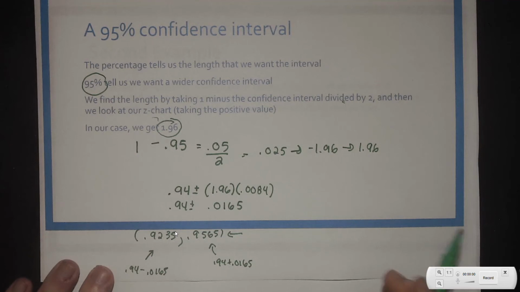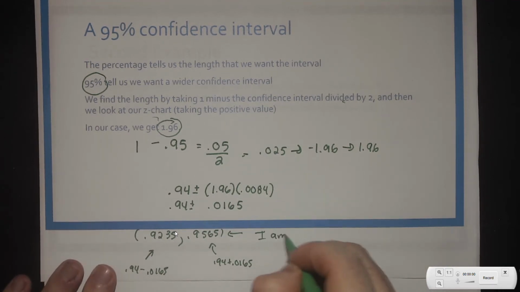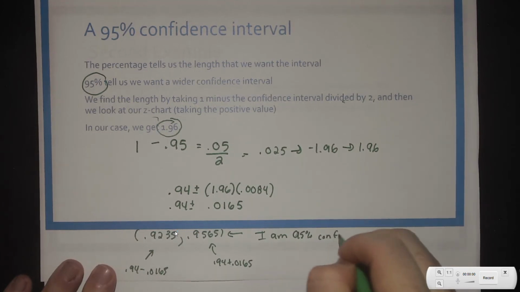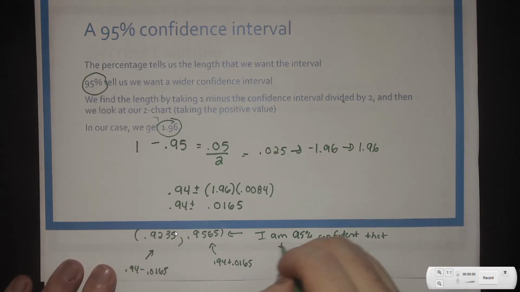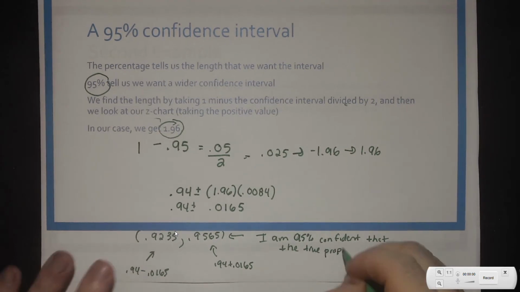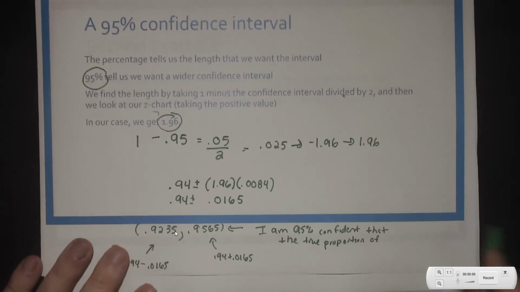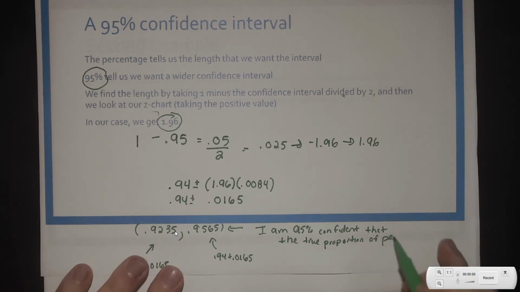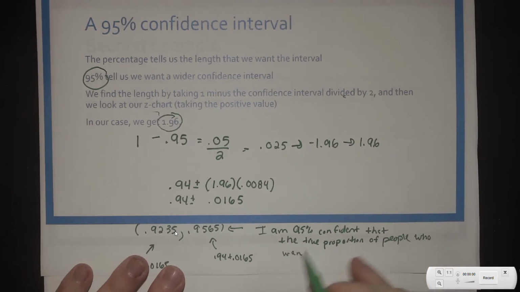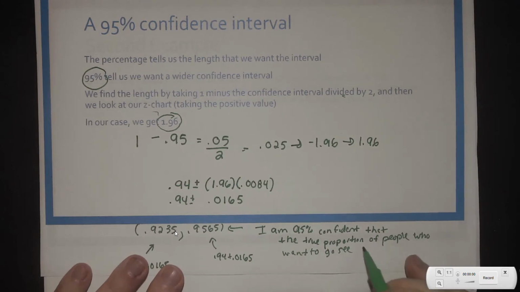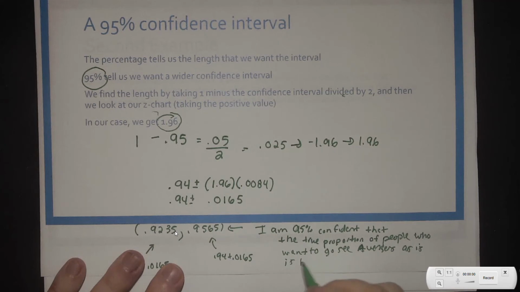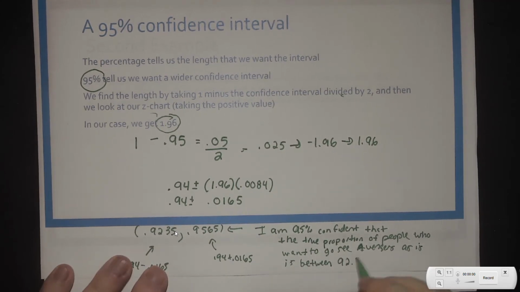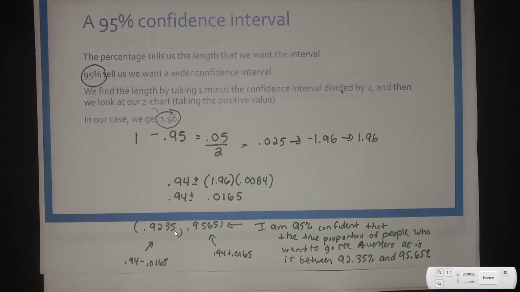What this basically states, and I'm actually going to write this sentence out every single time, is that I am 95% confident that the true proportion of, let's take a look, what are we talking about here? Of people wanting to go see Avengers, right? Yep. Of people who want to go see Avengers, as is, between 92.35% and 95.65%. And that's what that means.